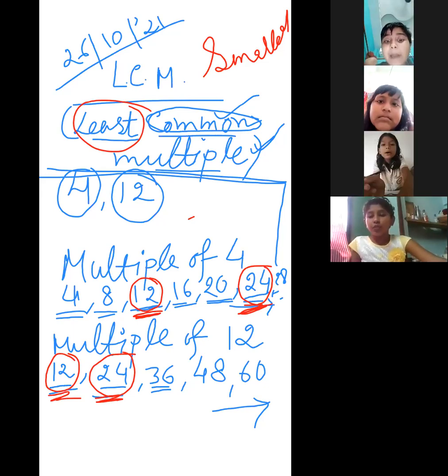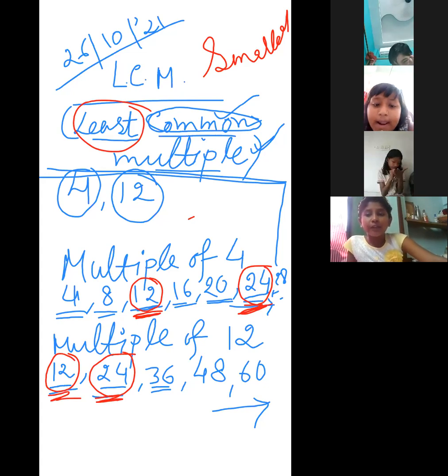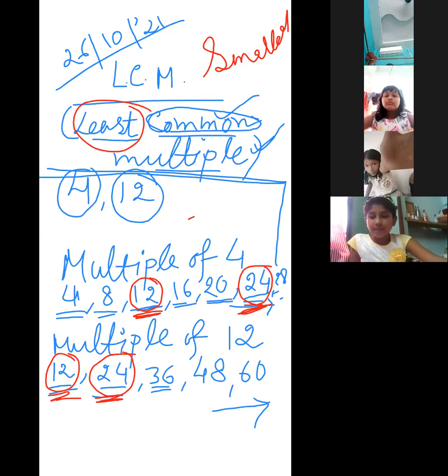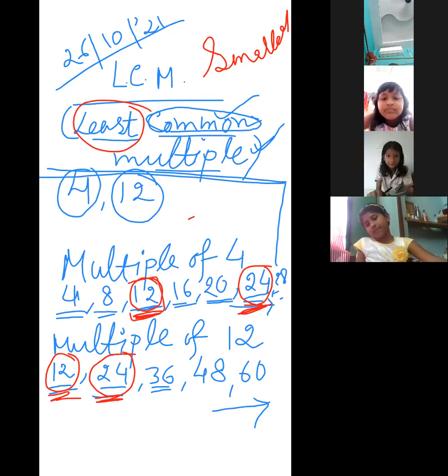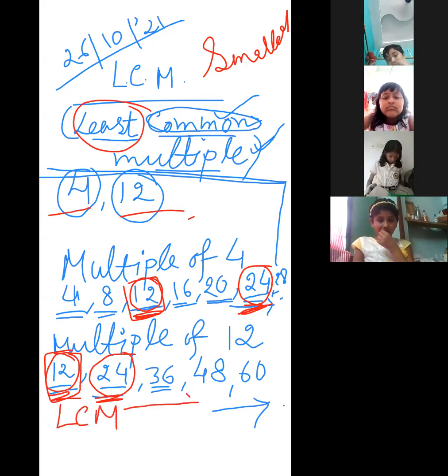12 or 24? Shubhangi, which one is the least? Yes, Nushaiba, good. 12. Shubhangi, good. So that means this is the LCM of 4 and 12. So the answer will be, the LCM is 12.